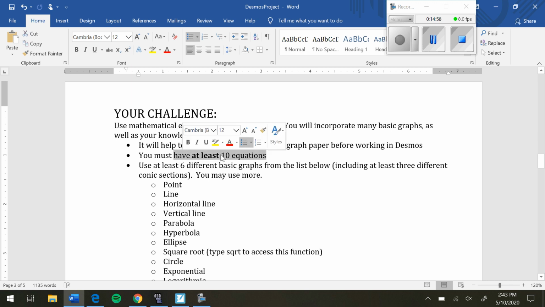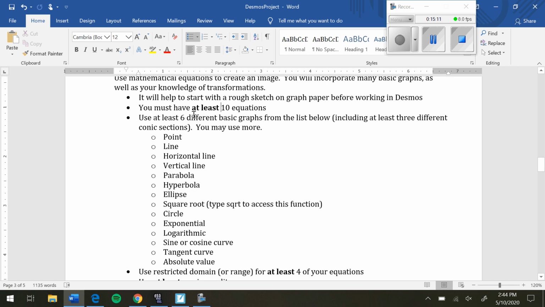You need to have at least 10 equations. You can definitely have more. I am not saying you need to have more. There's not going to be any more points, but if you do not have 10, you will get points off. And you have to have at least 6 different graphs from the list below. So you can't just have 10 lines. You have to have 6 different graphs.